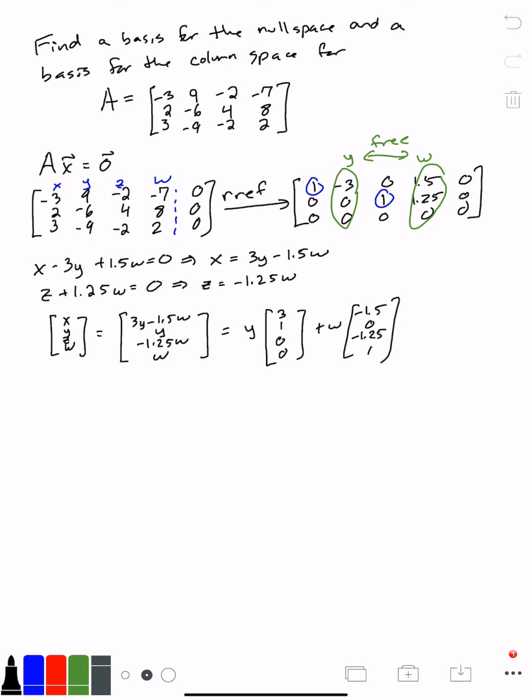And then it turns out, once you've done this, you've actually done all the work. So then the basis for the null space is going to be exactly these 2 vectors that we just found.